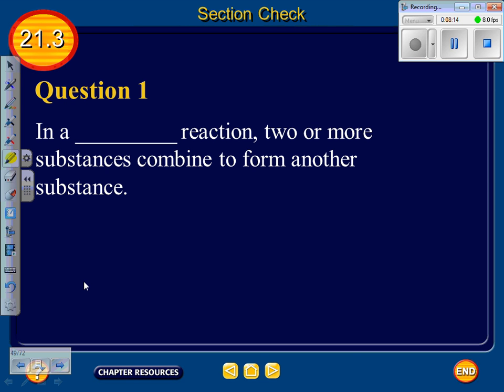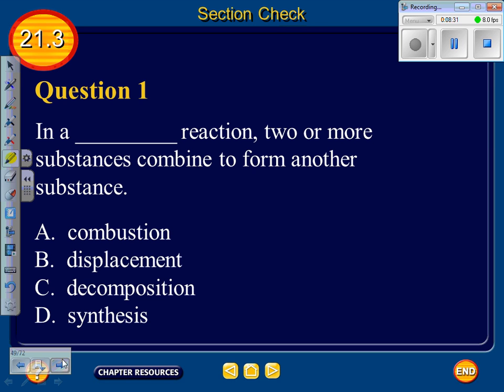That concludes the lecture for section 3. Questions for section 3. Question number 1. In a blank reaction, two or more substances combine to form another substance.